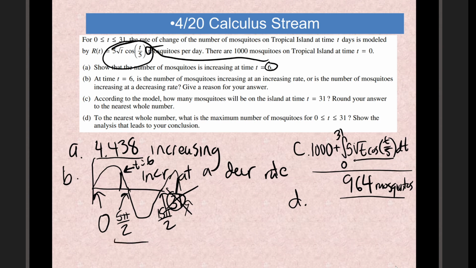So that leaves 5 pi over 2 and 15 pi over 2. At 15 pi over 2, we switch from decreasing to increasing, so that's a minimum. So 5 pi over 2 is our guy. We just got to figure it out. So you just integrate 1,000 plus the integral from 0 to 5 pi over 2 of your rate. And if you do that integral, you get 1,039 mosquitoes, and that is our maximum.